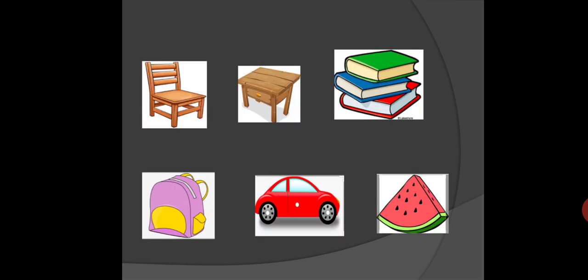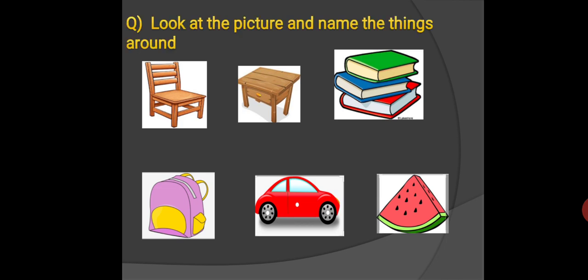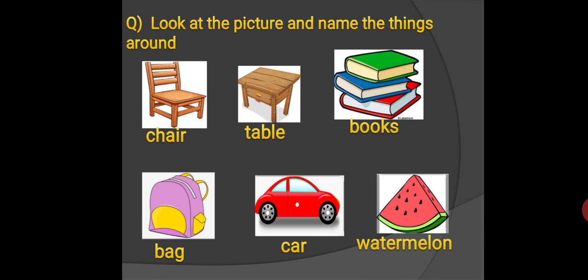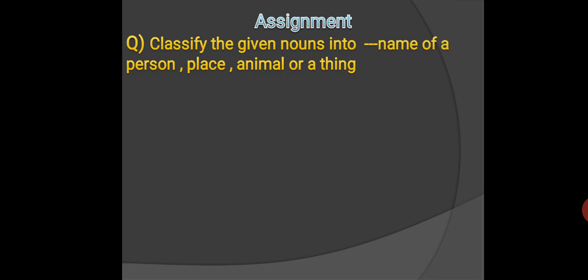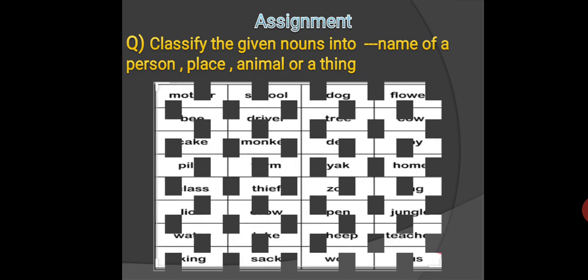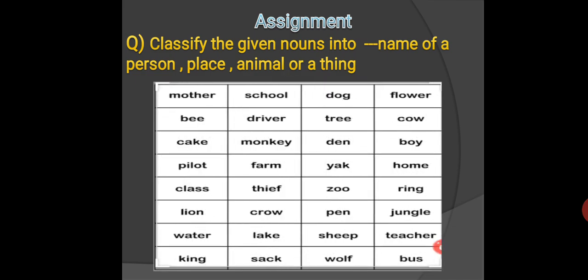Oops, I'm sorry. These are all the names of different things. And here comes your assignment again. Sorry, by mistake it happens. Classify the given nouns into a name of a person, place, animal, or a thing. This is your assignment. A couple of words are there in the table. Once again, I will read it for you so that your link will be formed.